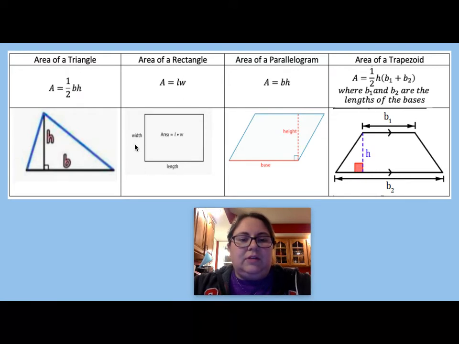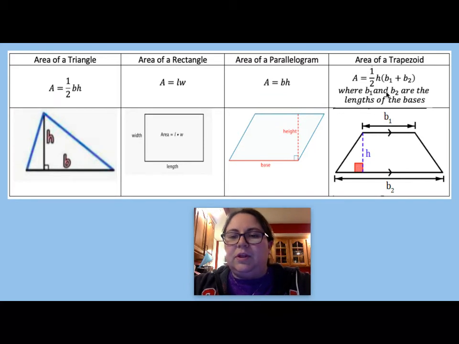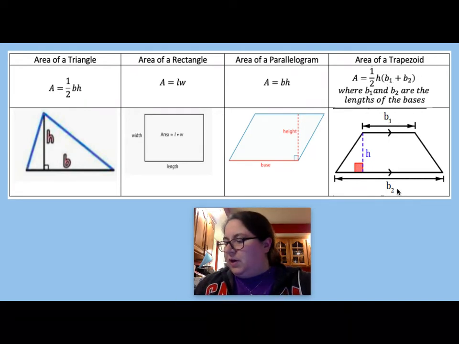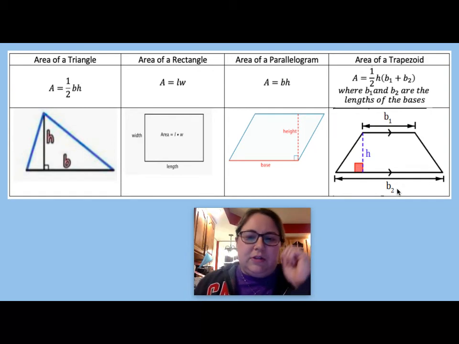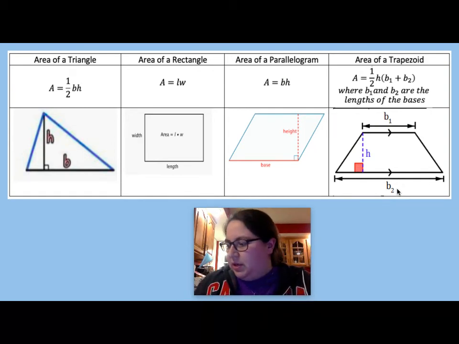The area of a rectangle is just length times width. That's one you're pretty familiar with, I'm sure. The area of a parallelogram is base times height. And the area of a trapezoid, probably the one that you're less familiar with, is a half times the height times the sum of the 2 bases added together, so base 1 and base 2. For all of these shapes that you're working with, you're going to need to know bases and heights and how you figure those out.